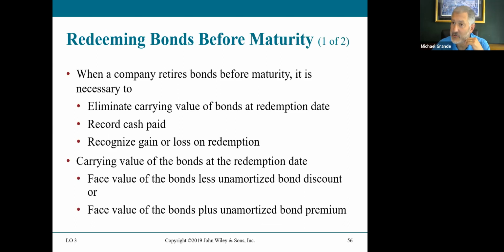Redeeming bonds before maturity. When a company retires bonds before they mature, it is necessary to, one, eliminate the carrying value of the bonds at the redemption date, right? We've got to get rid of the bond. Two, record the cash paid. Three, recognize any gain or loss. The carrying value of the bonds at redemption date is face value versus premium or discount. So the face value of the bonds less unamortized discount, or face value of the bonds plus unamortized premium.